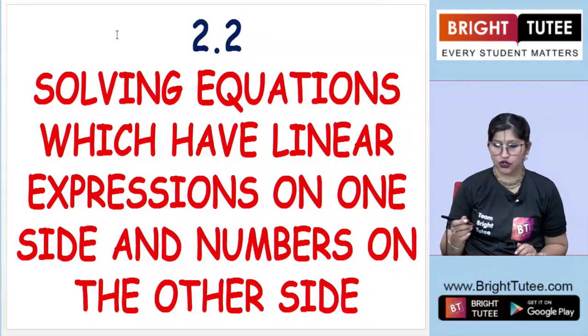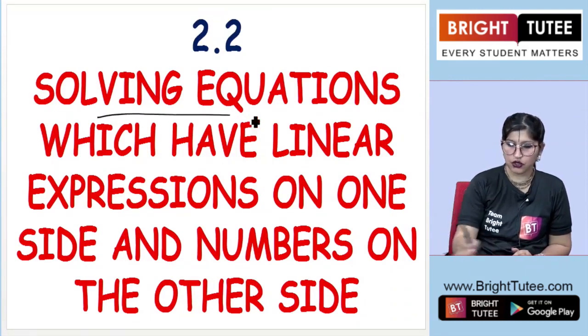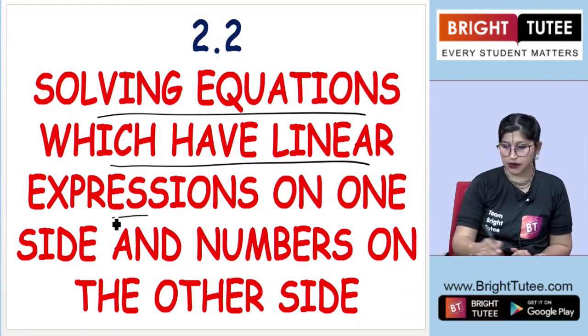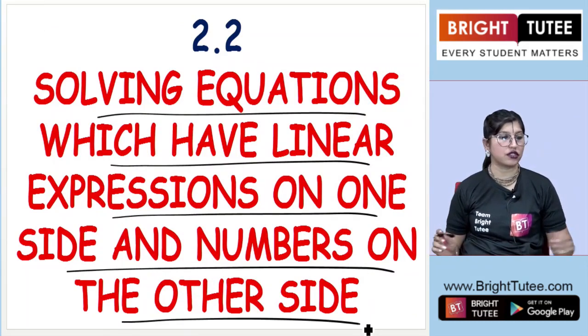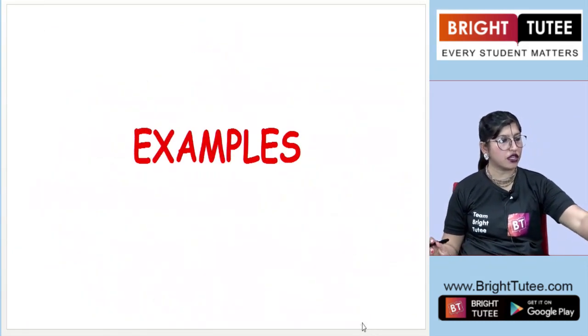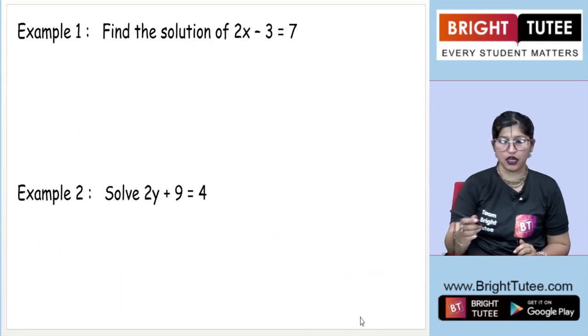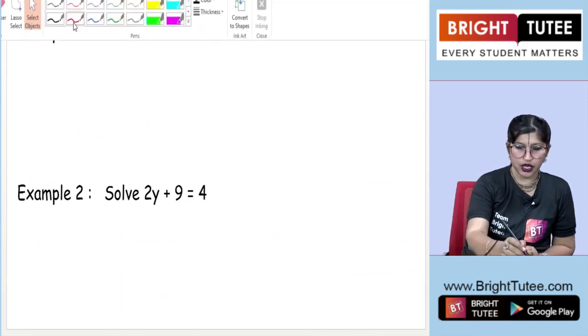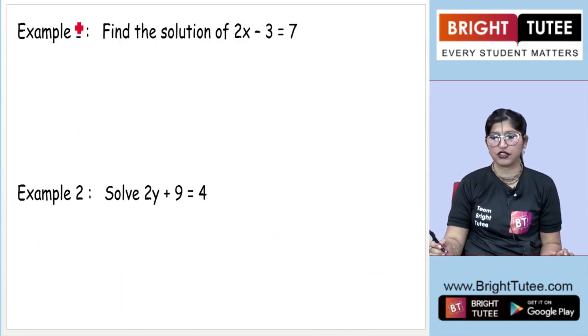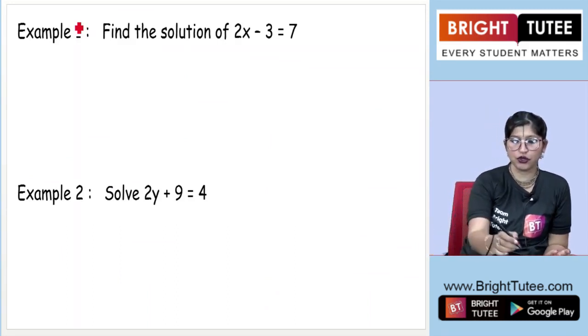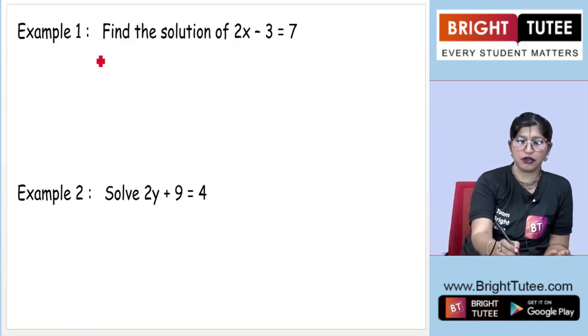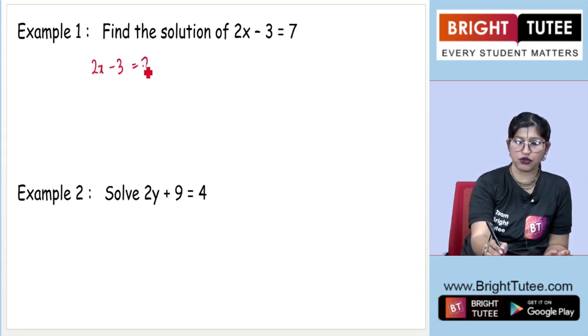So now, solving equations which have linear expressions on one side and numbers on the other side. So this is the first thing we should be discussing over here. Certain examples: the first example is, find the solution of 2x minus 3 equals 7. We've discussed that question, but still we'll write it this way. So we have 2x minus 3 equals 7.